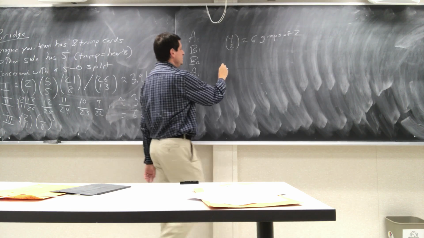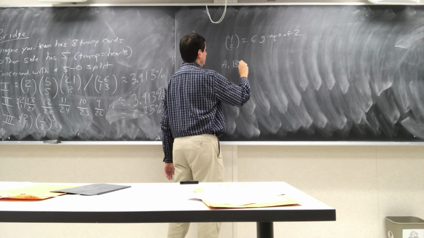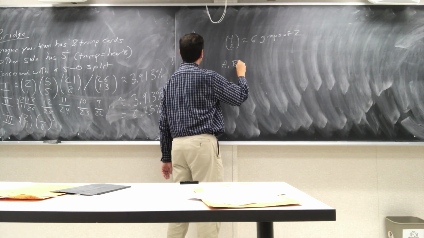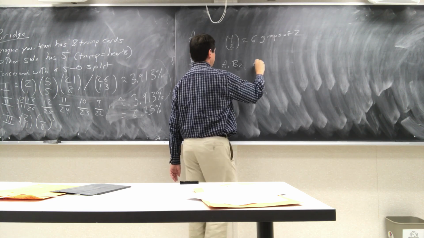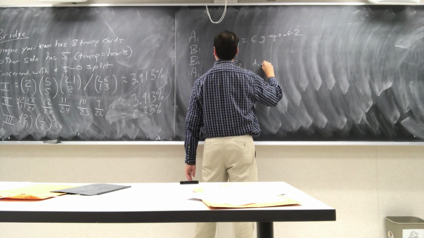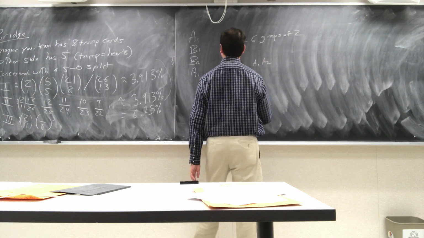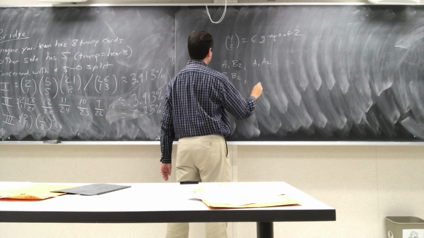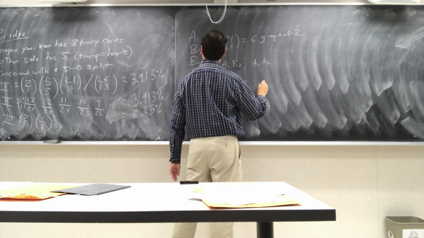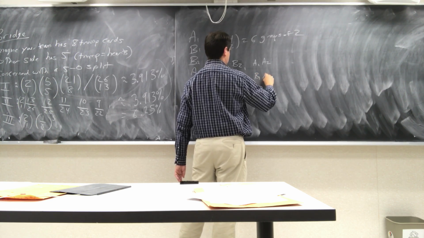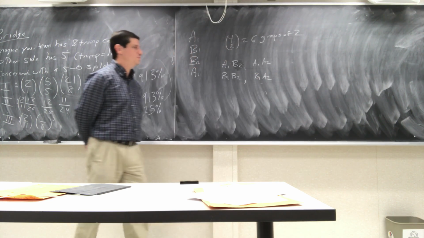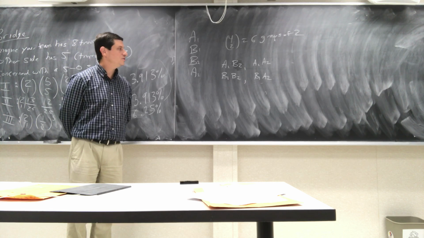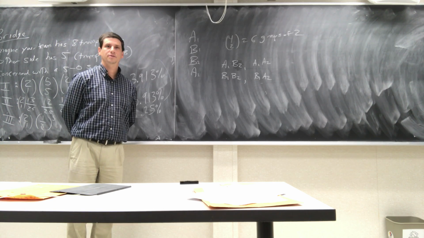So now we will consider A1, B1 new. We will consider A1, B2. We will consider A1, A2. We will consider B1, B2. And we will consider B1 and A2. Now there are only 4 groups of 2. Is everybody still equally likely to be chosen?